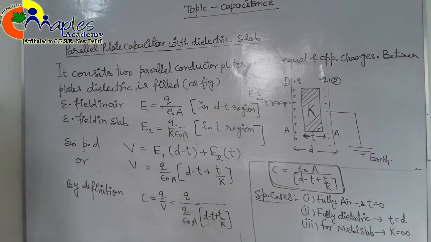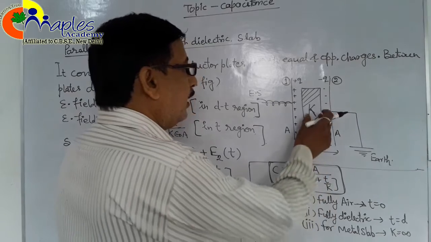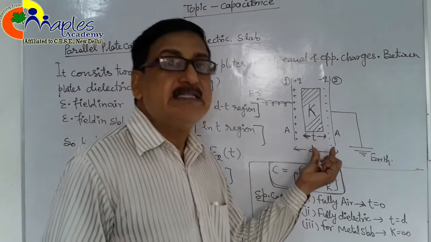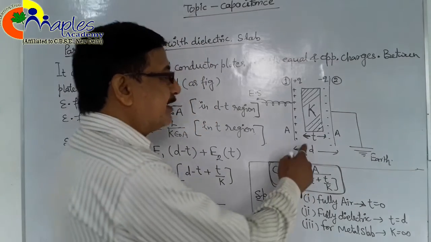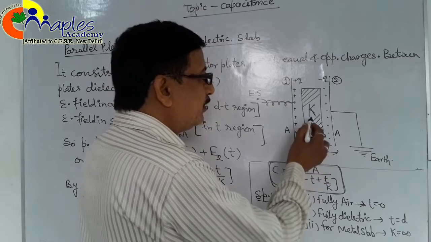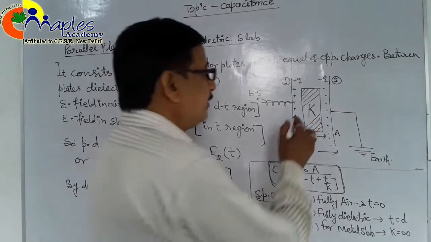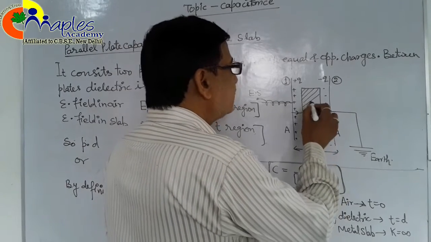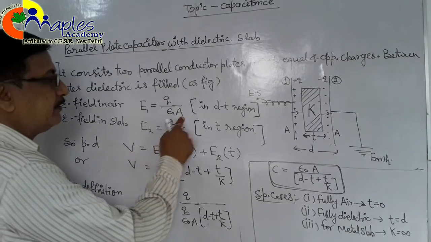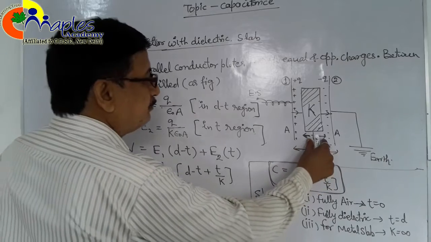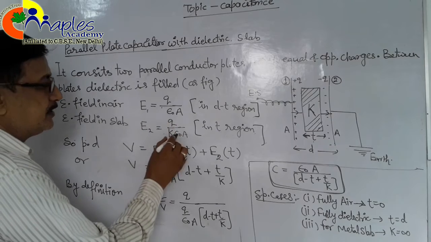Now we will discuss the capacitance of a parallel plate capacitor when a slab or a strip of dielectric substance is placed between the plates. Let a dielectric slab of thickness T and dielectric constant K be placed between the plates. Then we will find two electric fields, in air and in the slab. In air, Q upon epsilon naught A in the D minus T region. And in the slab, Q upon K epsilon naught A, where we use the dielectric constant K, in the T region.